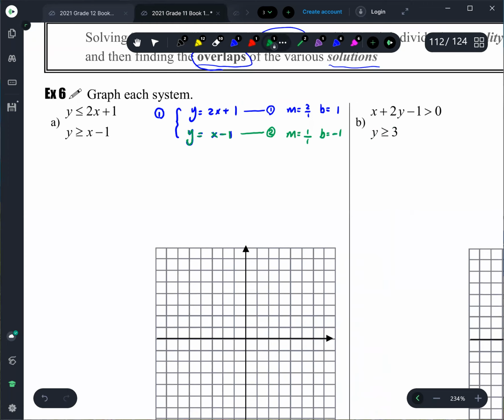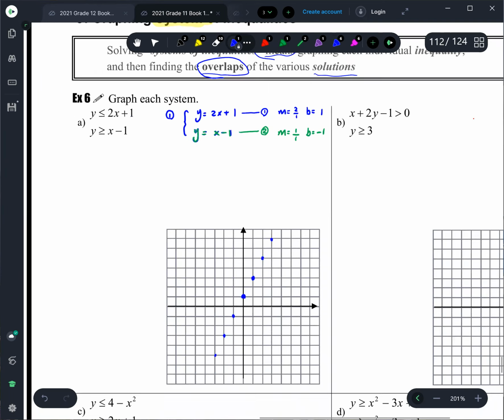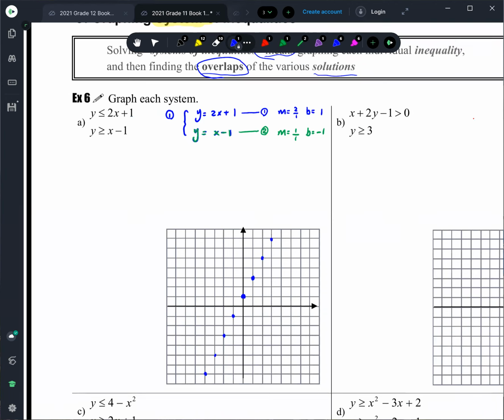First step is to draw the equal graph, the one that has equal. We'll draw the first line first. The y-intercept is 1, then up 2, right 1, up 2, right 1. Okay, and before we start to connect, we need to make sure what kind of line we draw.